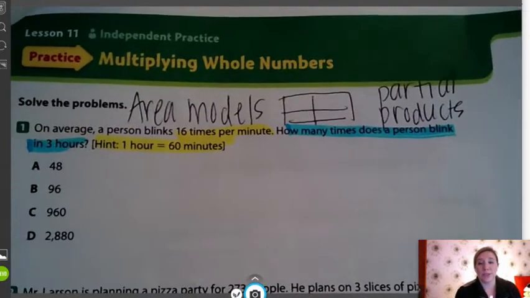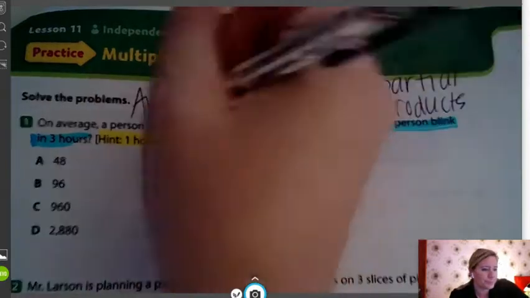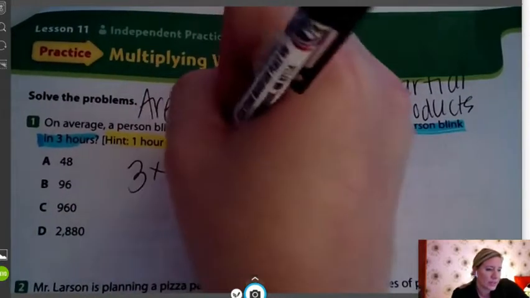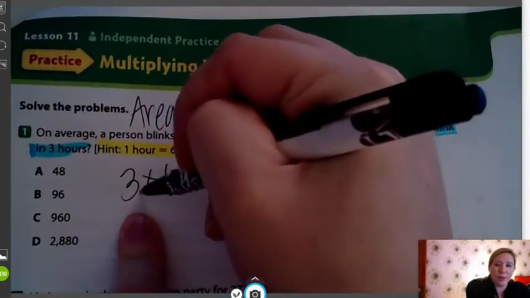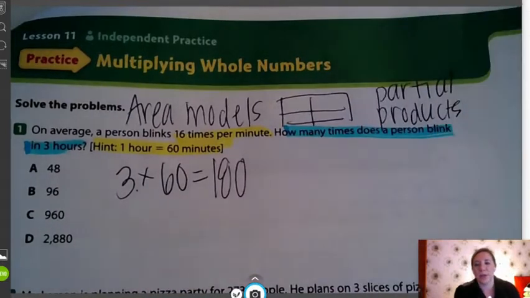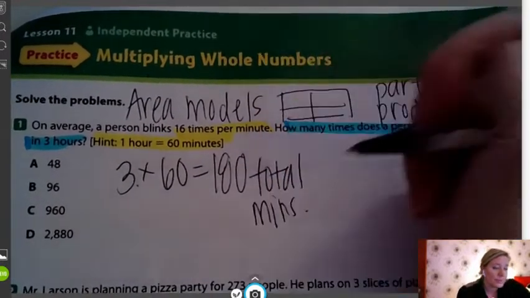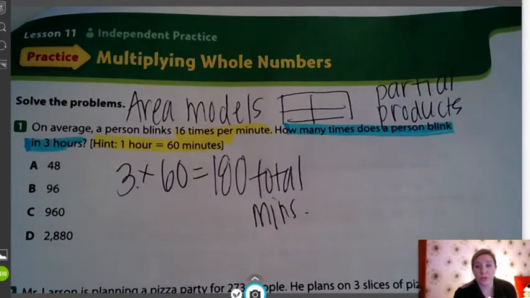For this problem, in my mind, I know I need to do 3 hours. So I want to figure out how many total minutes there are in 3 hours. I'm going to do the easy multiplication problem of 3 times 60, because there's 60 minutes in 1 hour and I want to know how many minutes for 3 hours. Well, 3 times 6 is 18, and then I add the 0 because there's a 0 in one of my factors. So there's 180 total minutes. I had to do that first. You could have also taken 16 times 60 and then taken that answer times 3. That would have worked as well. This is just how I'm going to look at it.